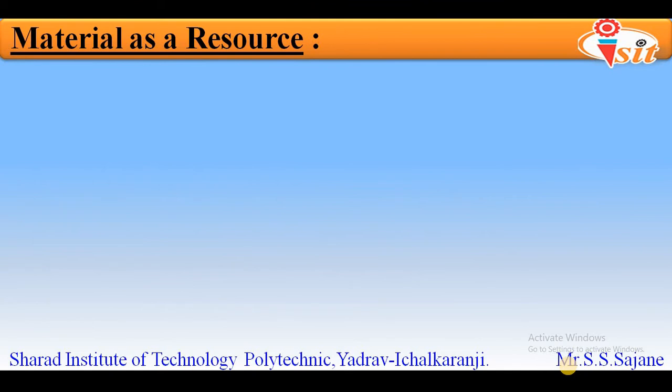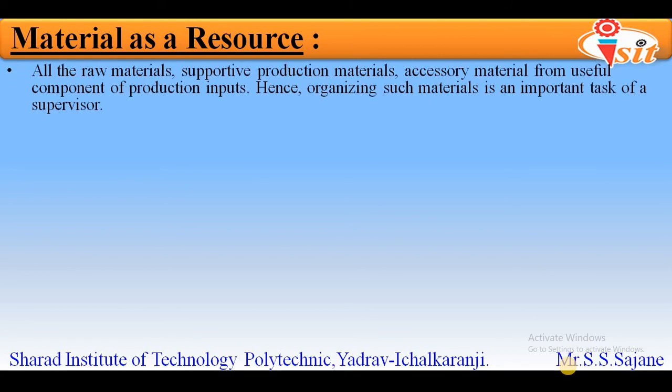In this slide, we will see organizing material as a resource. The supervisor has to organize all the raw materials, supportive production materials, and accessory materials, which are useful components of production inputs. Organizing all such materials is an important task of the supervisor. So we will see what the guidelines for organizing the material are.